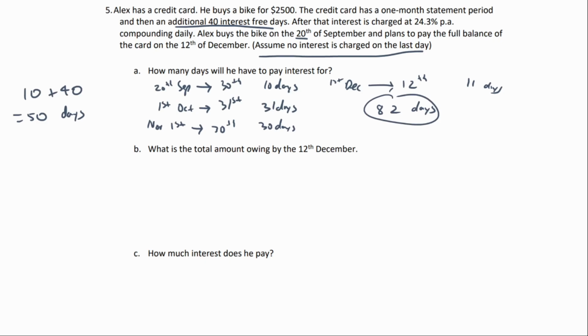And if you add all these values together, you'll get a total of 82 days. And to find the number of days he pays interest for, it's going to be the total number of days minus the number of interest-free days, which is 50. So he's going to have to pay interest for a total of 32 days.